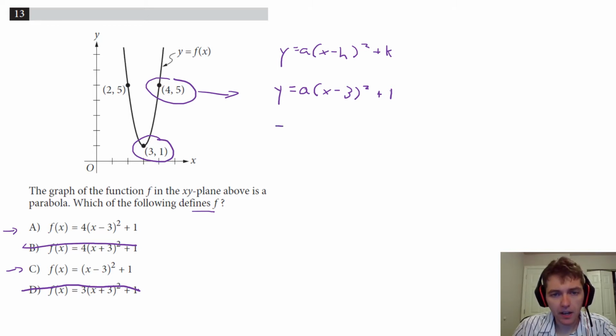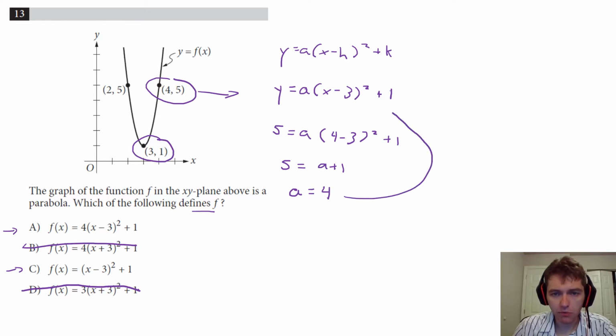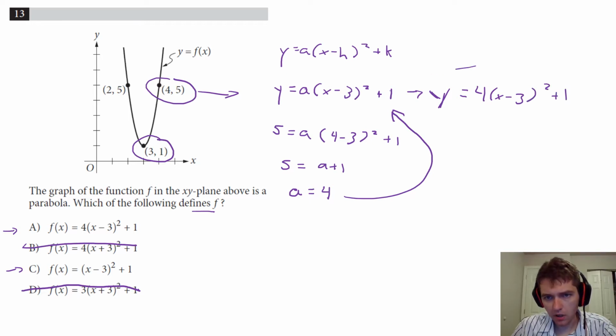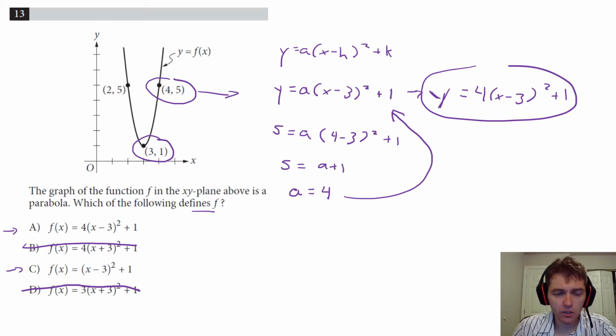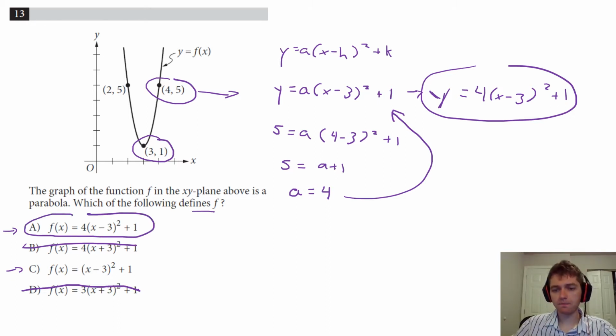So plug in 5 is equal to a times 4 minus 3 squared plus 1. That simplifies to 5 is equal to, that'll be 1 squared, so 1 squared is 1, that's just a plus 1. Subtract 1 from both sides, you have a is equal to 4. So going back to your equation before we plugged in x and y, you're now left with y is equal to 4 times x minus 3 squared plus 1. And that is equivalent to A. A is your correct answer.